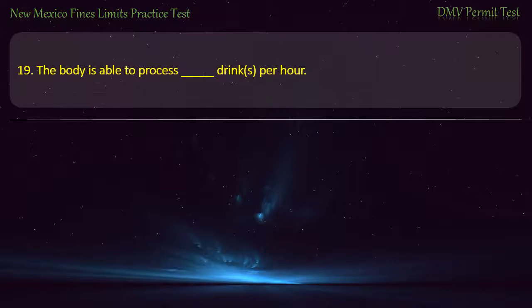Question 19. The body is able to process drinks per hour. 3, 1, 4, 2. Answer. 1.